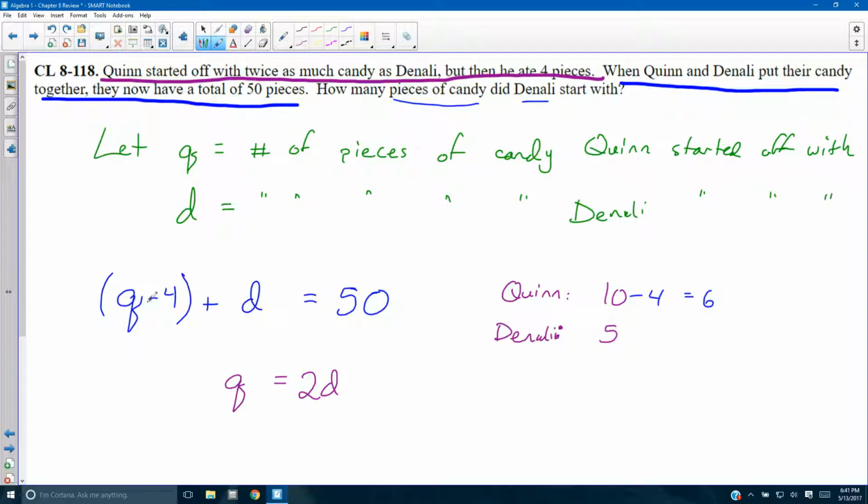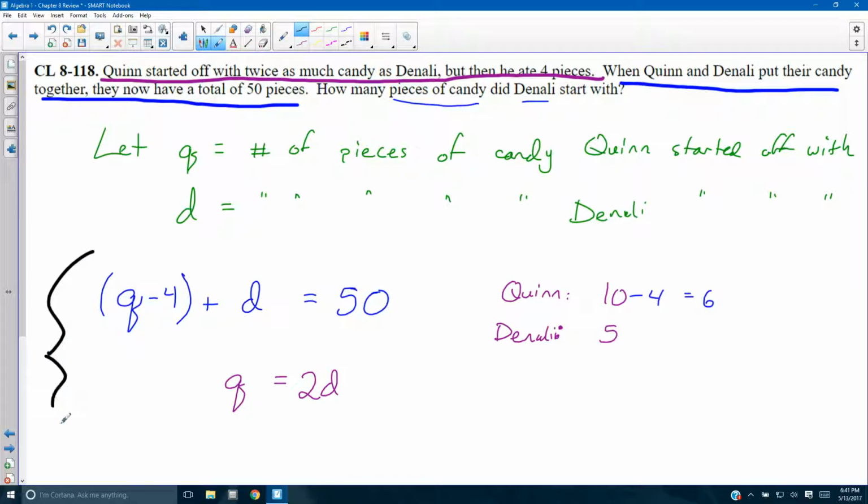Now I'm putting this in parentheses just to indicate this is how much candy Quinn has after he eats 4 pieces of candy. Quinn started off with twice as many pieces of candy as Denali. Then he ate 4 pieces. Now you take the amount he has left after eating 4 pieces, plus all the candy she has. This seems like Patrick and SpongeBob, right? You know when he eats that candy bar? Not Patrick and SpongeBob. Quinn's number of pieces of candy after he ate 4, plus Denali's number of pieces of candy, she didn't eat any. Now there's a total of 50.